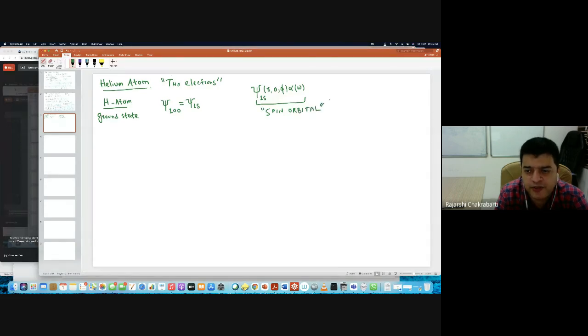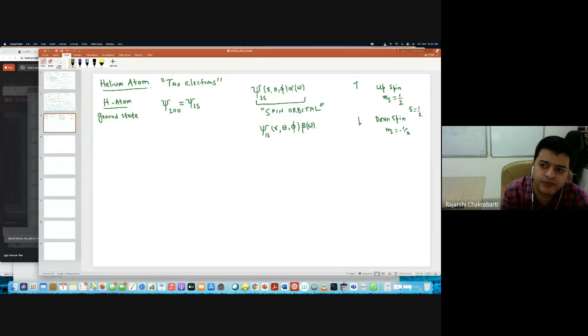Obviously alpha means up spin, and you can similarly have a situation where it is down spin. In that case, the ground state of hydrogen atom would be something like this. Up spin, what is the ms value? Half. Down spin, what is the ms value? Minus half. What is the s value? Half for hydrogen atom, a one electron system.